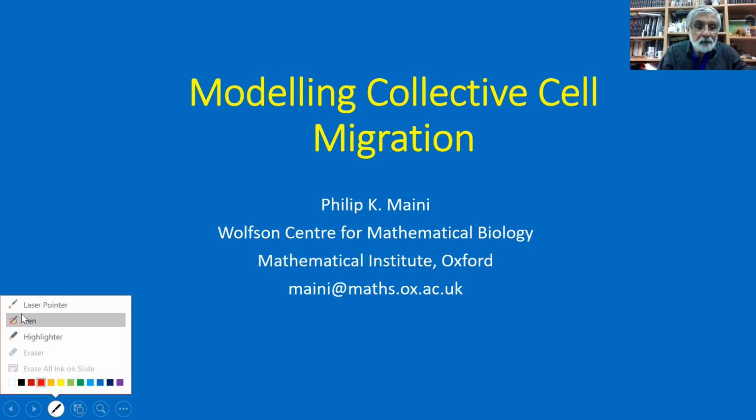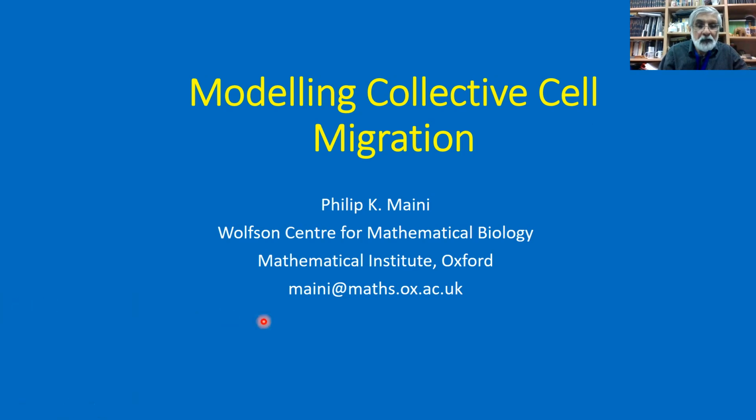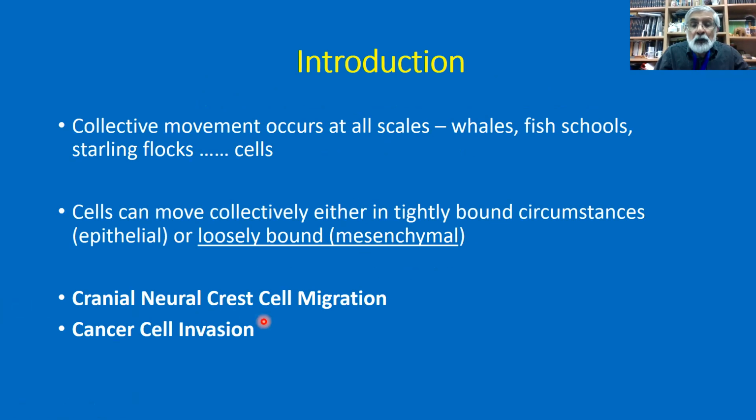And I'm going to talk about two examples. Well, first of all, about collective movement in general. We've all seen collective movement, like whales, fish schools, flocks of starlings, and this sort of movement happens right from the organism level right down to the level of cells. And I'm going to focus on cell movement.